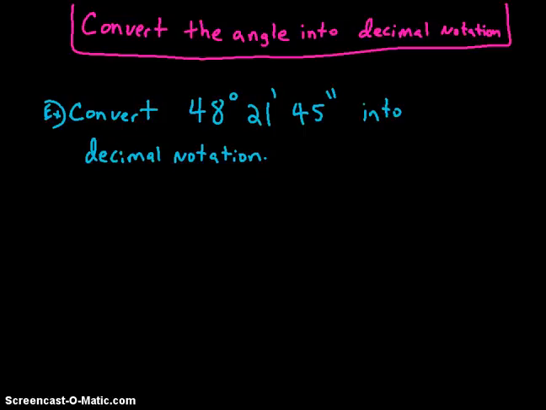So converting from angle notation into decimal notation. Basically, the direction in this one says convert 48 degrees, 21 minutes, and 45 seconds to decimal notation. So this is 21 minutes. This is 45 seconds. So one apostrophe represents minutes, and a double apostrophe represents seconds.